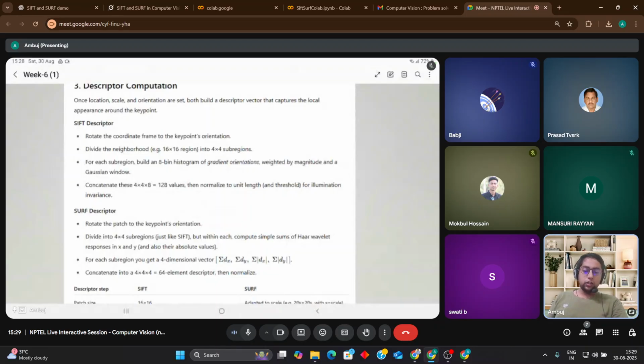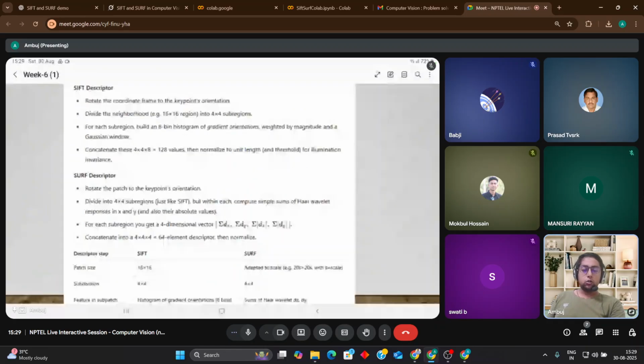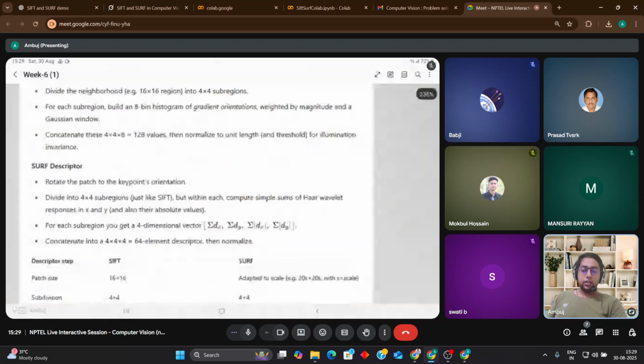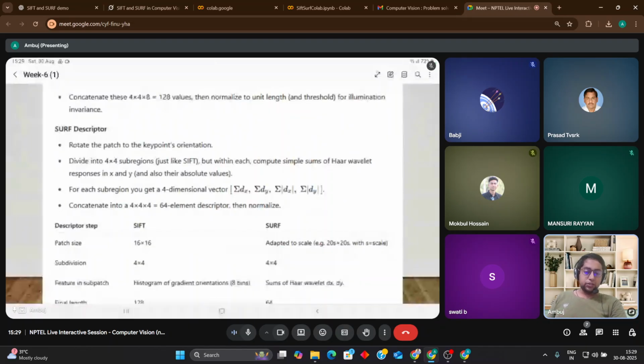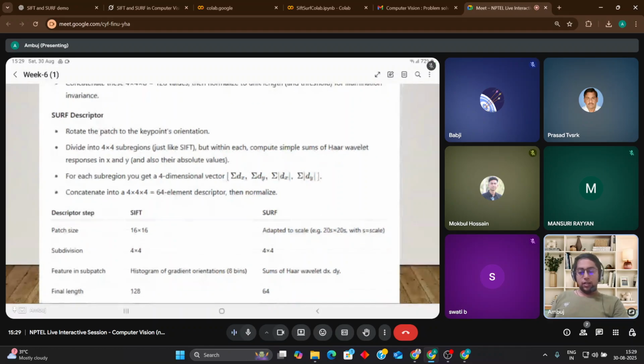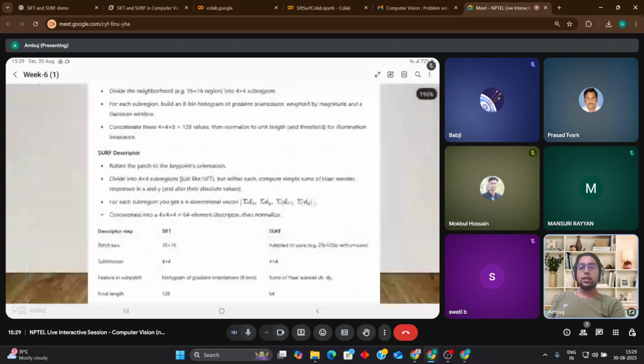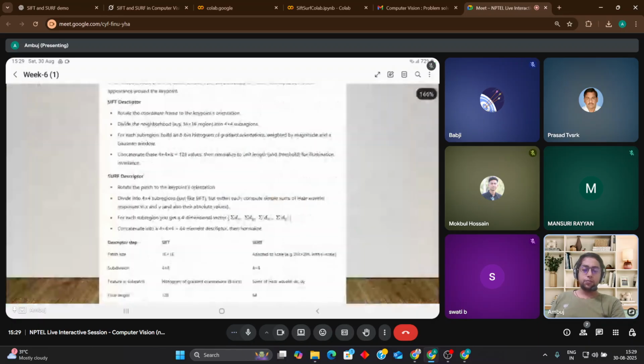For SURF, you need to rotate the patch to the key point's orientation and divide it into 4 by 4 subregions. For each subregion you need to have a four-dimensional vector. Then you concatenate and also normalize. All these aspects, including the final length, have been given here.